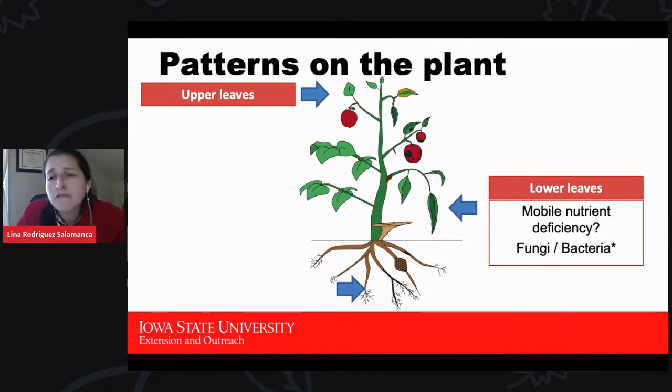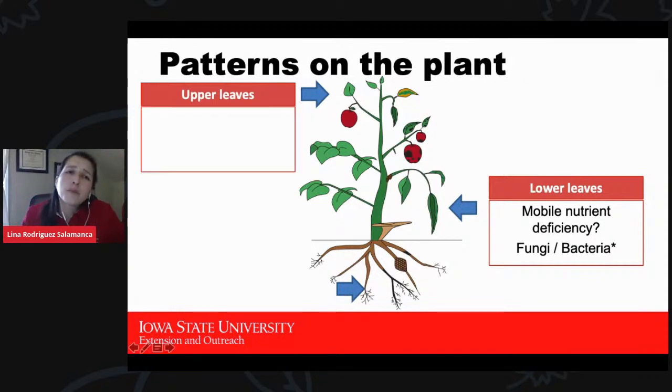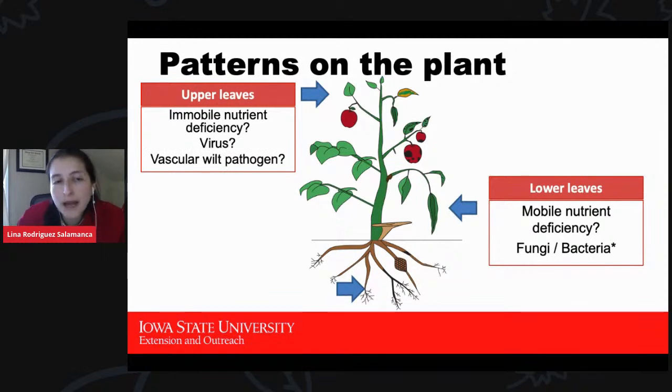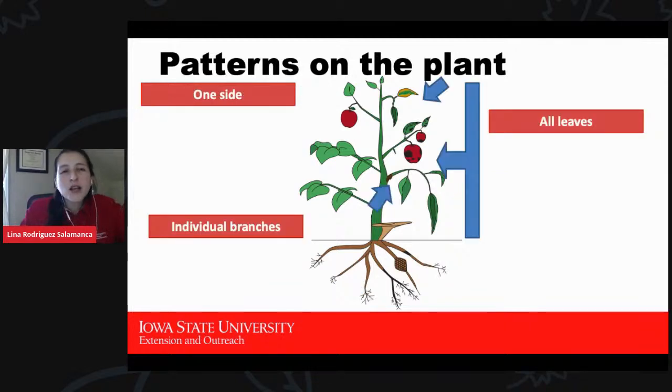However, there are many fungi and bacteria that will start causing problems in the lower leaves and move up. Now, if the problem is in the upper leaves, then maybe you're dealing with a nutrient that is immobile, that will be available only at the base of the plant and not able to be translocated to the upper leaves. Could be a virus, or it could be a vascular wilt pathogen. Remember, vascular wilt pathogens specialize in colonizing the vascular tissue that the plant uses to move water and nutrients. Therefore, the first leaves affected will be the upper leaves or the side leaves.